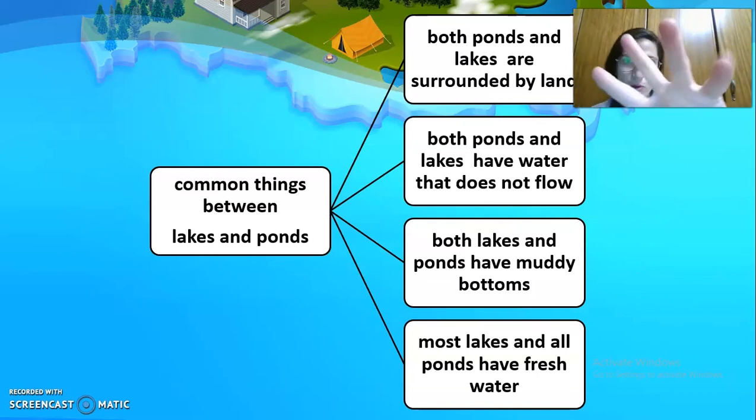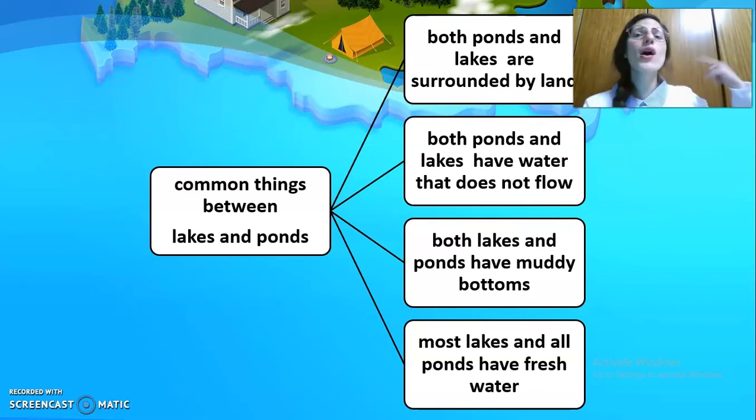Clear? Number 4. And most importantly, how is the type of water in lakes and ponds? We said that most lakes and all ponds have fresh water. Clear? So when we said most lakes, because some lakes have salty water, that's why we said most lakes and not all lakes. Okay? Clear? So most lakes and all ponds have fresh water.